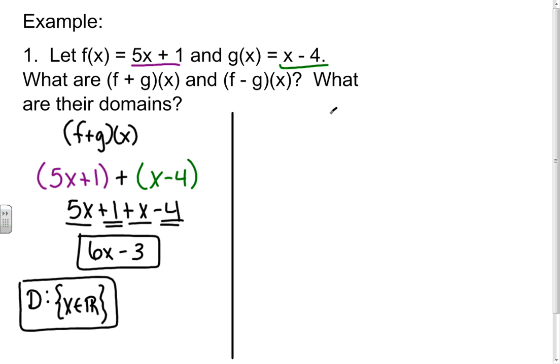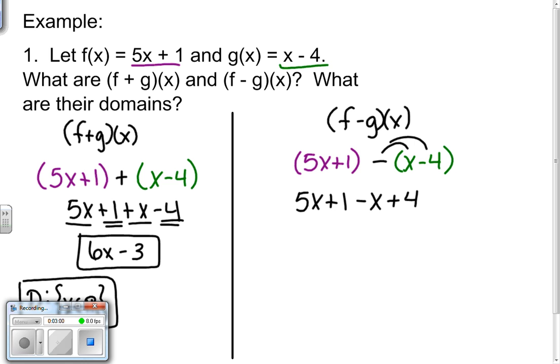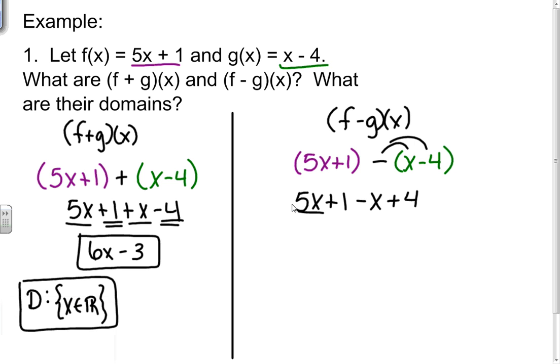On the other side, I'm going to do the f minus g of x operation, which means I take the f function, 5x plus 1, and I subtract the g function, x minus 4. In subtraction, it's important that you get the order correct and also to distribute any negatives. So 5x plus 1 will remain the same, but when I distribute that minus, I get a minus x plus 4. If I combine like terms, 5x minus x is 4x, and 1 plus 4 is 5.